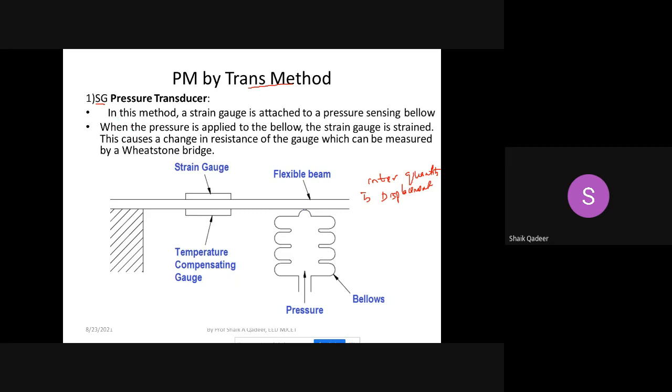In this method, a strain gauge is attached to the pressure sensing bellows. This is the pressure sensing bellows, to which the strain gauge is attached. When pressure is applied to the bellows, the strain gauge is strained. Agree? Yes, sir. This causes a change in resistance of the gauge, which we can measure with the help of Wheatstone bridge. Hope this method is clear to everybody. Yes, sir. Okay.